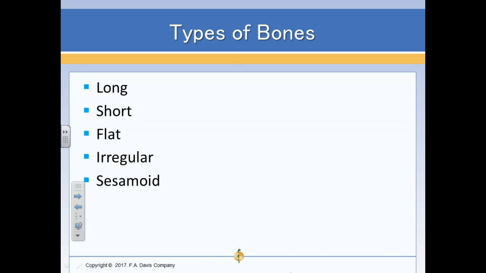And then you have a sesamoid bone. There are a lot of different sesamoid bones in the body, and they take the shape of a sesame seed. This is why they're called sesamoid bones. They're small bones, usually located where tendons cross the ends of long bones. The most common one that we know of is your patella, your knee bone.